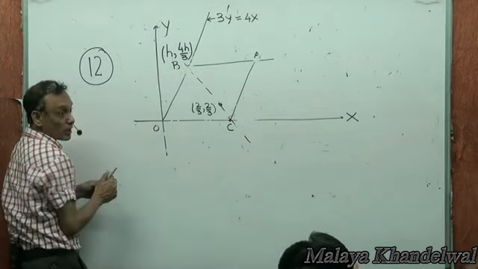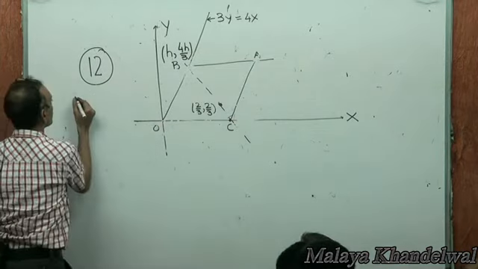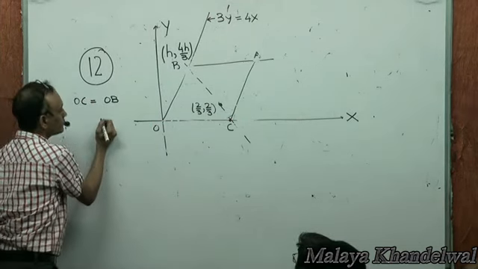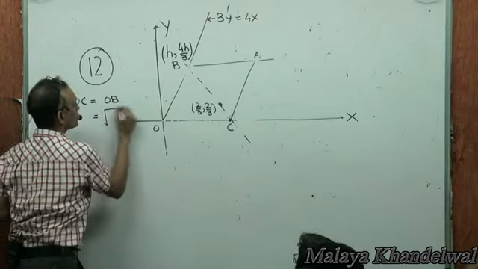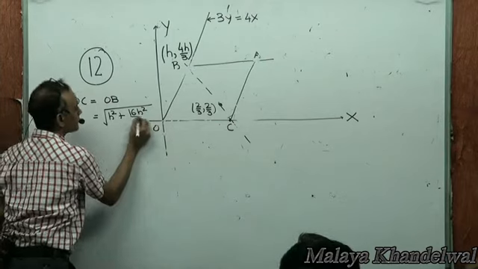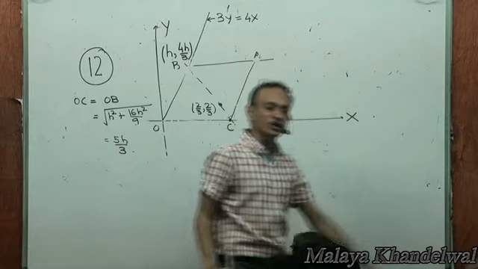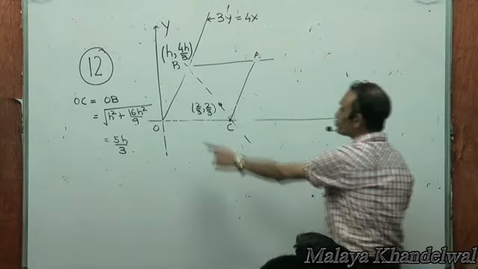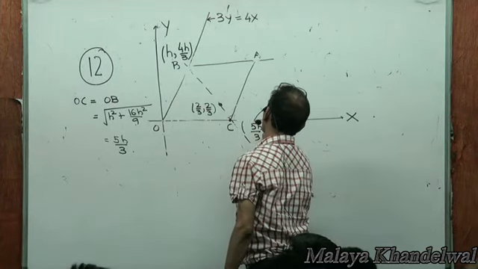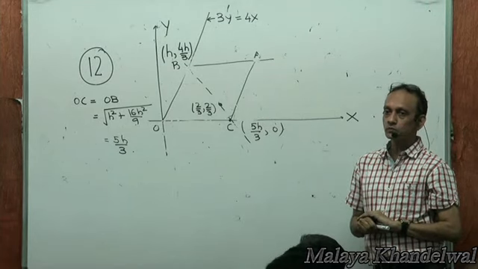Now, if it's a rhombus, then OB must be equal to OC, right? OC turns out to be OB. OB is root of h squared plus 16h squared by 9, which is 5h/3. Yes or no? That's OC. Now if OC is 5h/3, the x coordinate of C would be 5h/3, and the y coordinate would be 0. Yes or no?